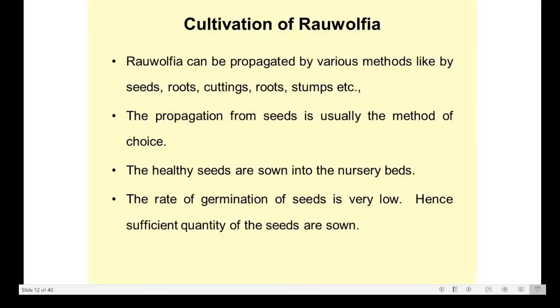Okay, how can it be cultivated? It can be propagated by shoot, root, or cutting, anything. It is vegetative propagation, so you can easily grow it that way. It can also be propagated by seeds, but sometimes the rate of seed germination is very low, so they go with root and shoot propagation, that is, vegetative propagation.